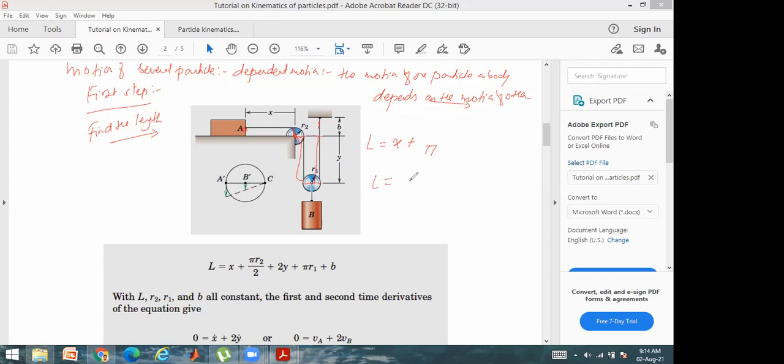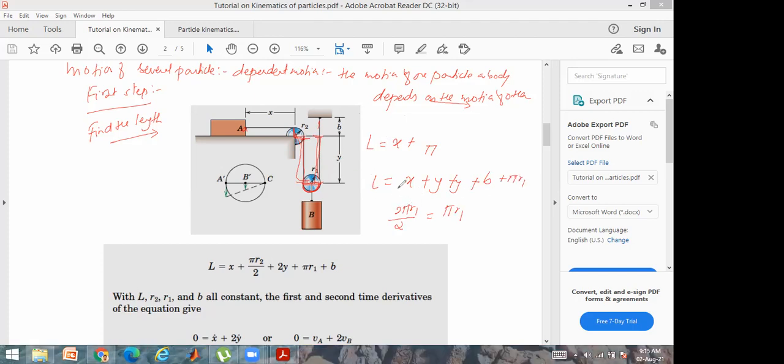Here again I will write x, no problem, and y, no problem. Y means this is y and this is again y. This length plus this length, y plus y. Then this whole length is b. That means the length from here to here, and the whole circumference is 2 pi r1 divided by 2, because it is 180 degrees, therefore it will be equal to pi r1.